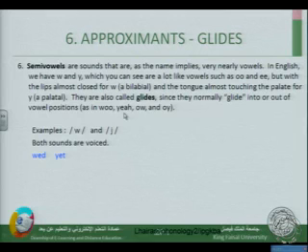They are also called glides, since they normally glide into or out of the vowel positions, as in we, yes, now, oi. Both of them are voiced. So W and Y are glide sounds. They are voiced, and W is actually bilabial because it is formed through the roundness of your lips, and Y, like yet, is called a palatal sound. Both of them are voiced.